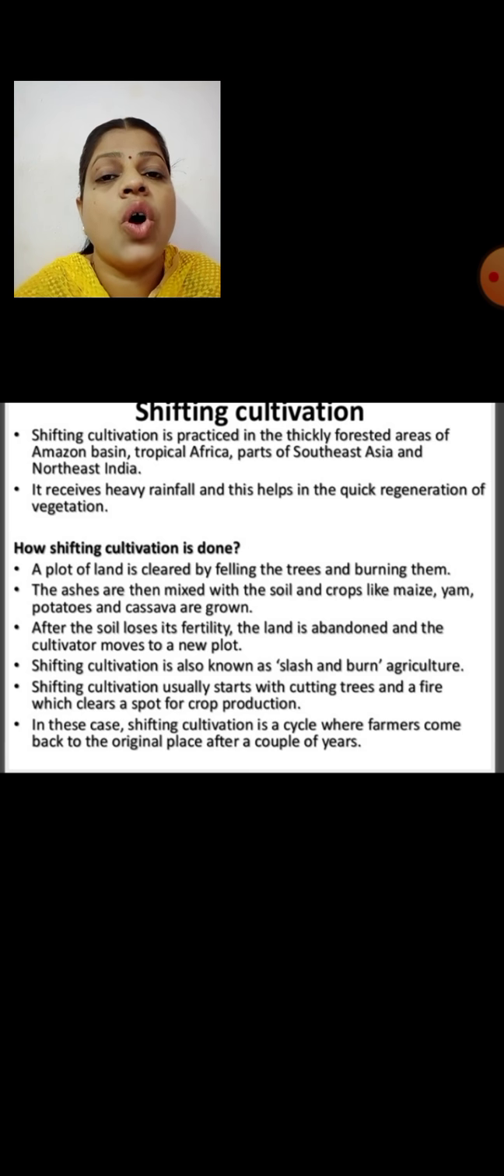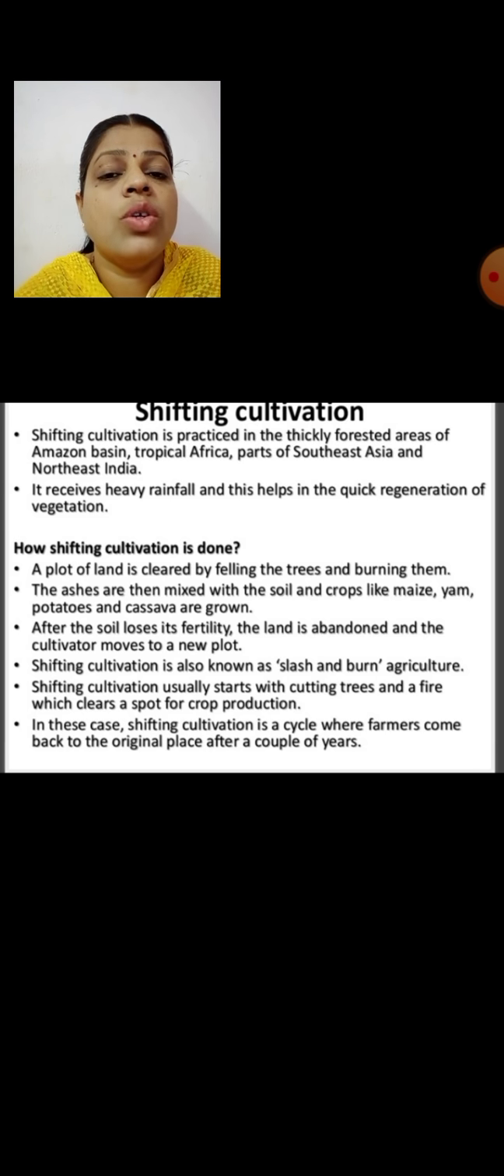After the soil loses its fertility, the land is abandoned and the cultivator moves to a new plot. So they sustain on that land, and when the soil loses its fertility, they give up cultivating there and search for a new plot of land for cultivation. They stay on that land till the fertility exists in the soil.